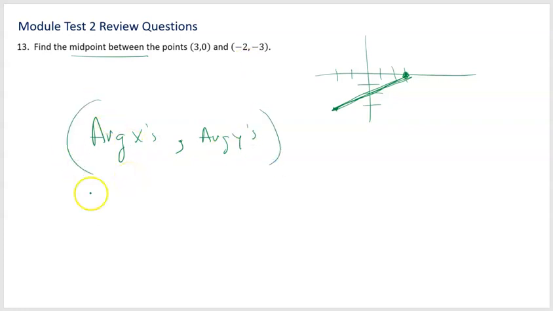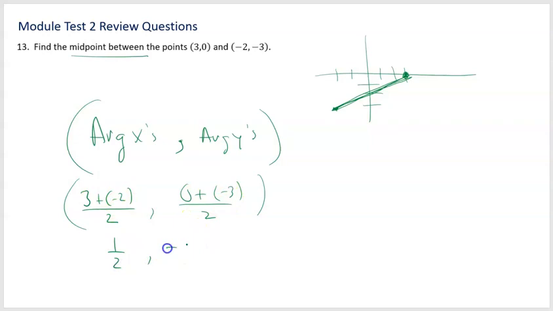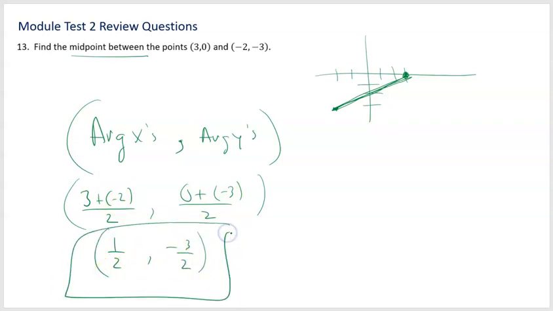Well, if I average the x's, that's going to be 3 plus a negative 2 over 2. Remember, there's 2 of them. That's why I'm dividing by 2. And then 0 plus a negative 3 over 2. Now, 3 plus a negative 2 is 1, so 1/2. 0 plus a negative 3 is negative 3, so negative 3/2. If those fractions would simplify, you should, but they don't.